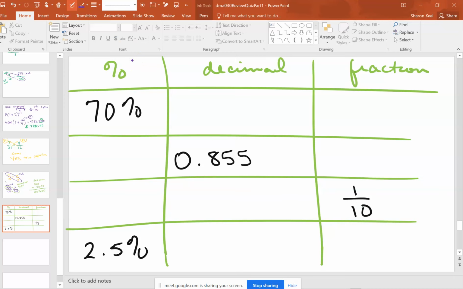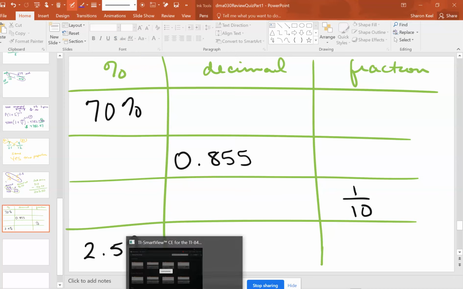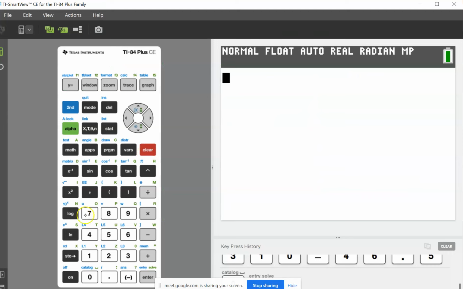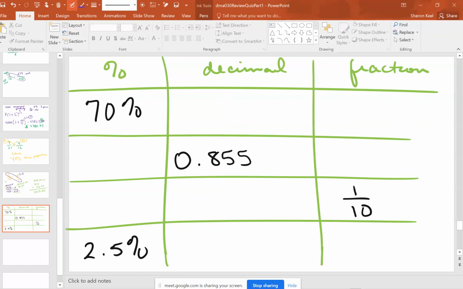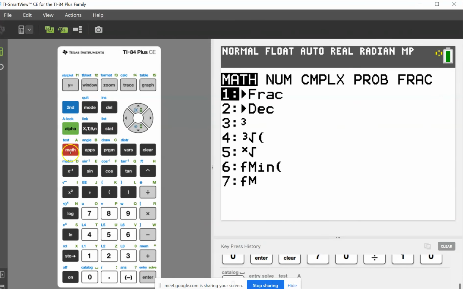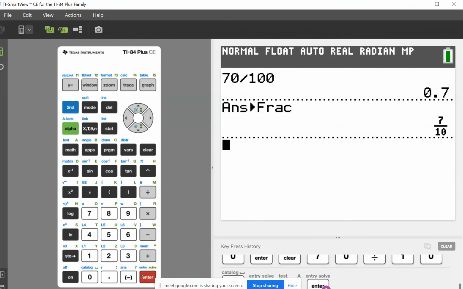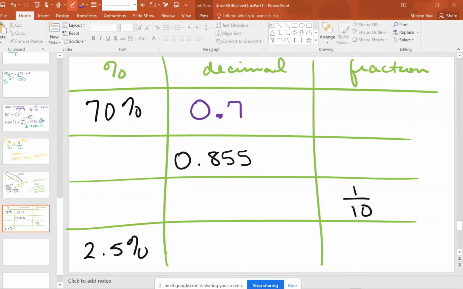So for the 70%, to get the decimal, we're going to take 70 and divide by 100. A percent is per 100, so that's 0.7. To convert that to a fraction, you may use your calculator, press math, and enter twice. You get 7/10.